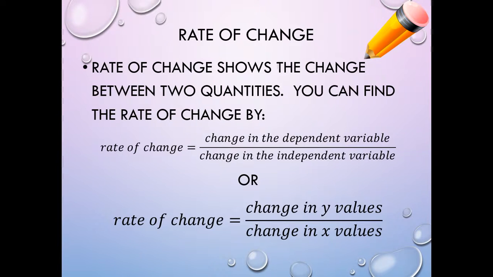So the rate of change shows the change between two quantities. You can find the rate of change by doing either one of these: either the change in the dependent variable over the change in the independent variable, or in easier terms, the change in the y values over the change in the x values. More than likely, this one right here is the one you're going to want to get down. That one is probably going to be easier for you to remember too.